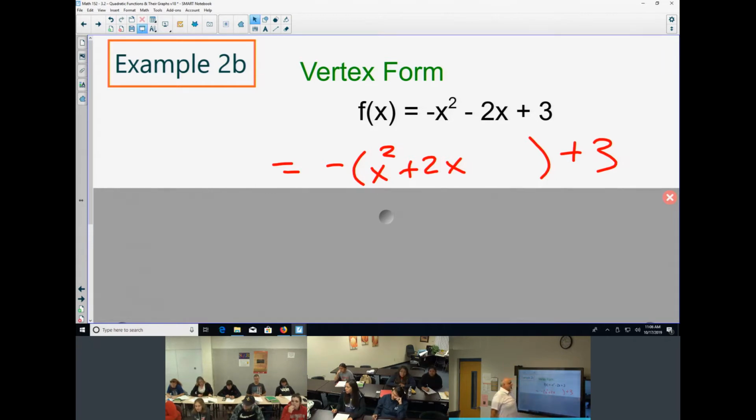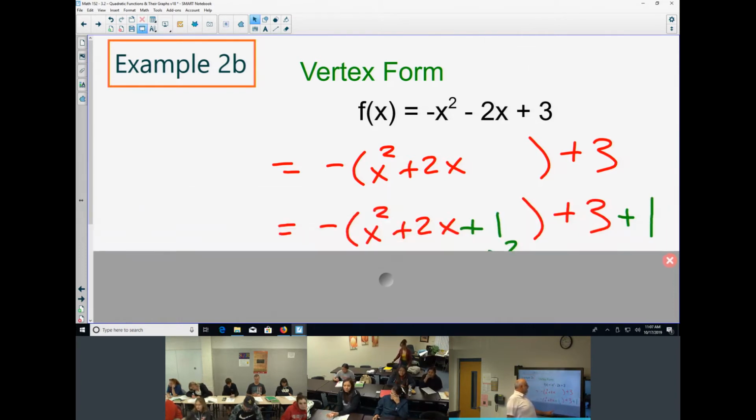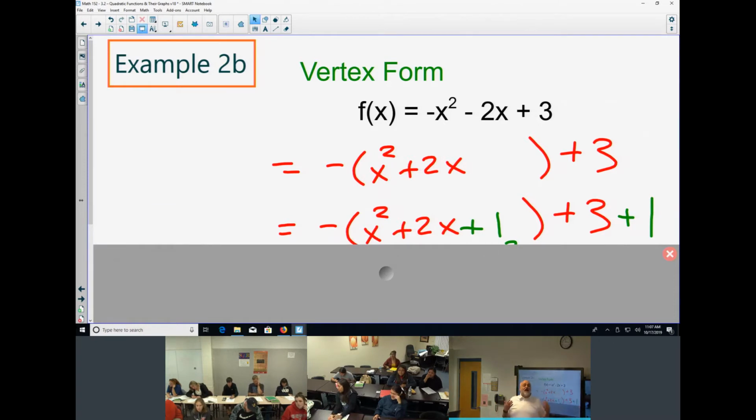All right, then I decide what number I add in here to complete the square. Do you remember that? What do I add to complete the square for that polynomial? One. Yeah, because it's half the middle term. Half the middle term is 1, and 1 squared is 1. Okay, now this is the part where I need all eyes up on the board.